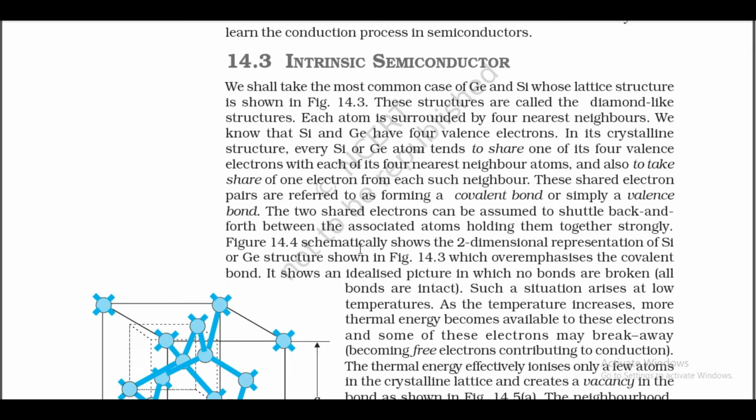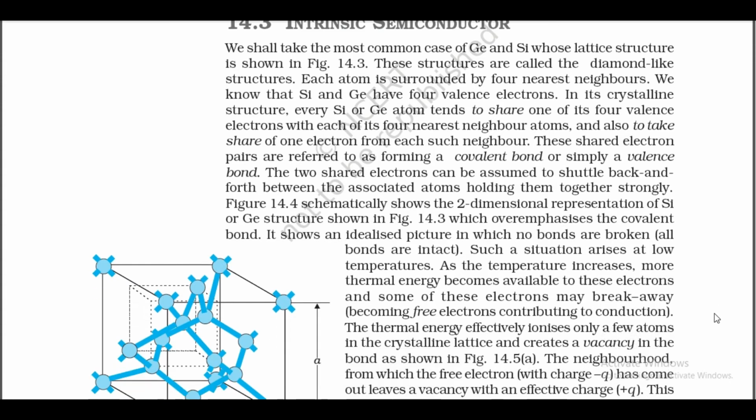Figure 14.4 schematically shows the 2-dimensional representation of the Si or Ge structure shown in figure 14.3, which overemphasizes the covalent bond. It shows an idealized picture in which no bonds are broken. All bonds are intact. Such a situation arises at low temperatures. As the temperature increases, more thermal energy becomes available to these electrons, and some of these electrons may break away, becoming free electrons, contributing to conduction.